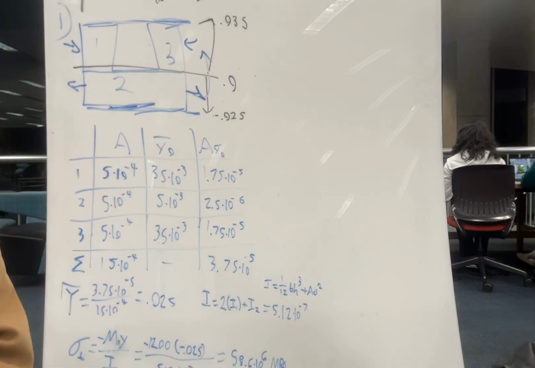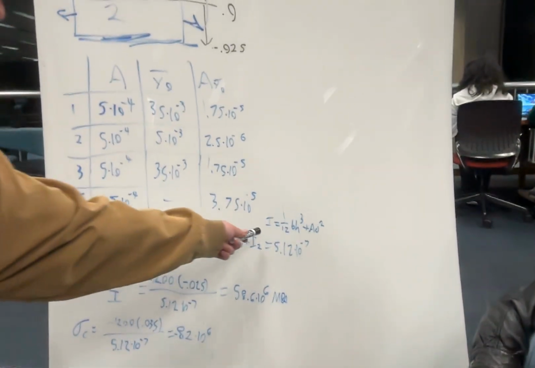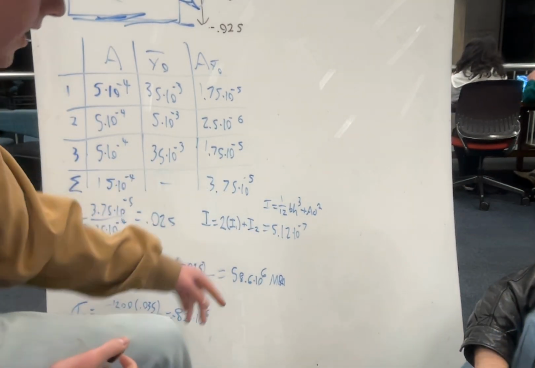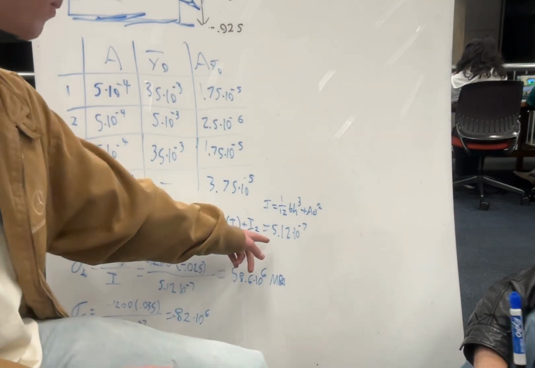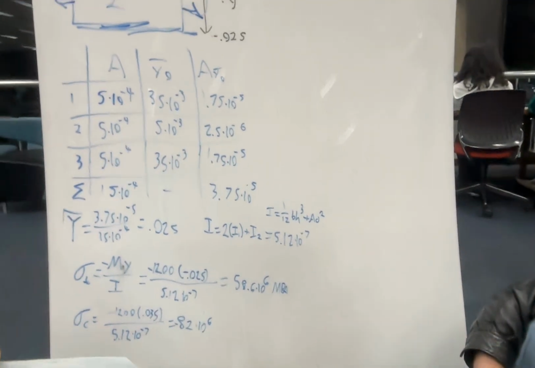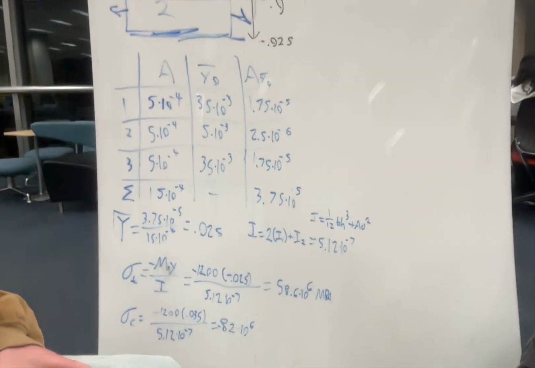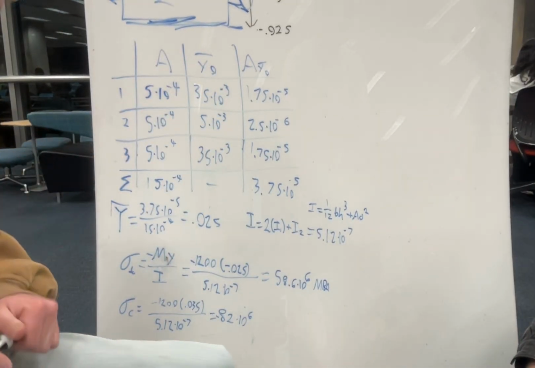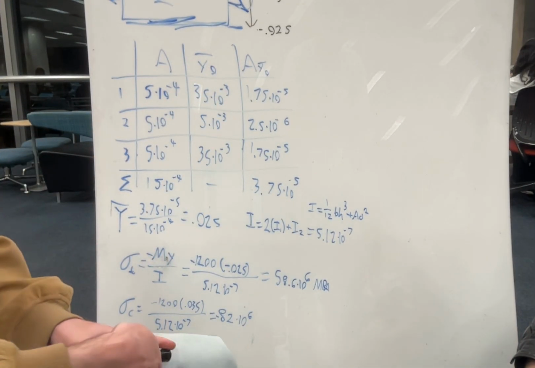So yeah, I got the equation over here with the parallel axis theorem to find the moment of inertia. So we plug that in. I didn't want to write it all out here. It's a long formula. We'll get 5.12 times 10 to the negative 7. So now we have our denominator. We already have y, which was our global centroid. And now we need the maximum moment.